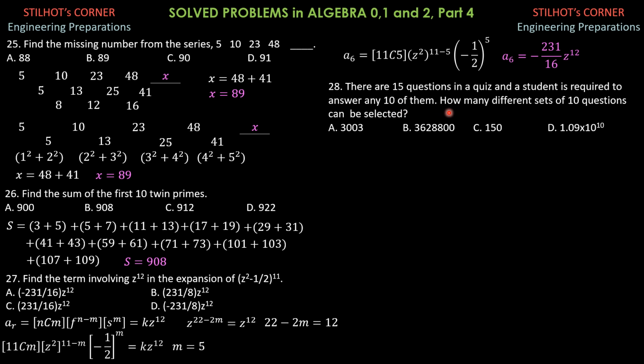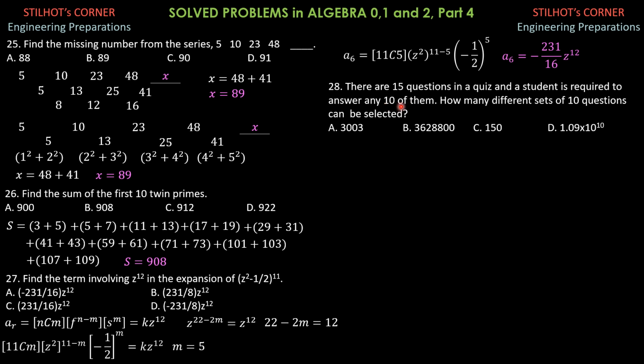How many different sets of 10 questions can be selected? So this is choosing 10 questions out of 15, which is combinations of 10 objects from 15, or 15 combination 10, because in any order, as long as the 10 questions are the same, they are the same combination.